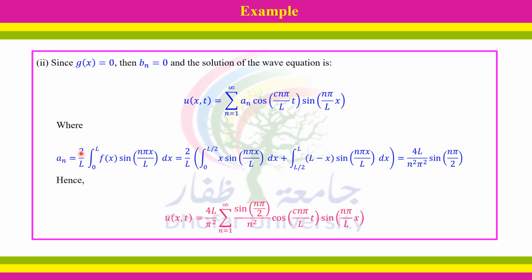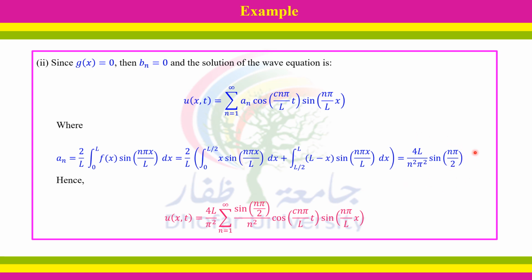So a_n is 2 over L times integration from 0 to L f of x sine n pi x over L dx. We can divide the integration from 0 to L and express it as a sum of two integrals, one from 0 to L over 2 and the second from L over 2 to L. And when we compute this integral, we obtain this form: 4L over n square pi square sine n pi over 2.